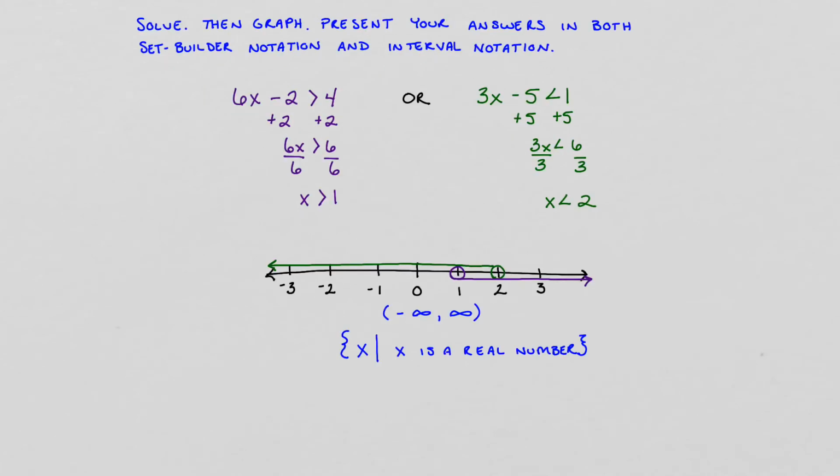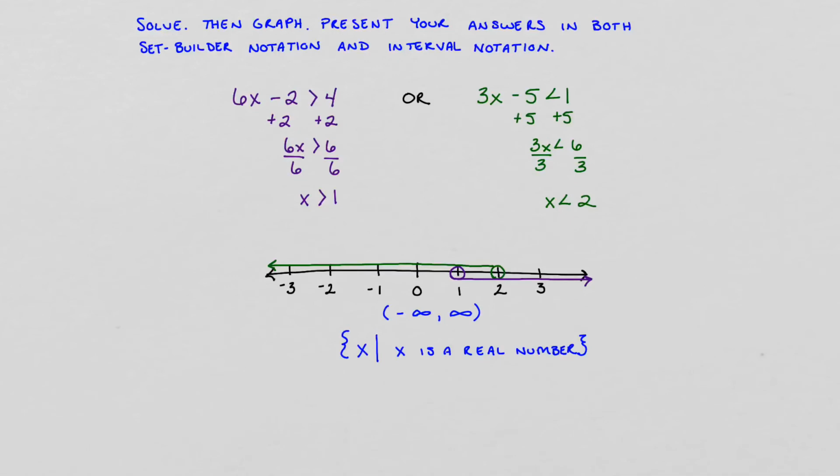So this result might look a little bit different than the solutions of the previous two examples that we've worked on. Solving our first inequality of 6x minus 2 is greater than 4 will give us a result of x is strictly greater than 1. And solving our other inequality of 3x minus 5 less than 1 gives us a result of x is strictly less than 2.